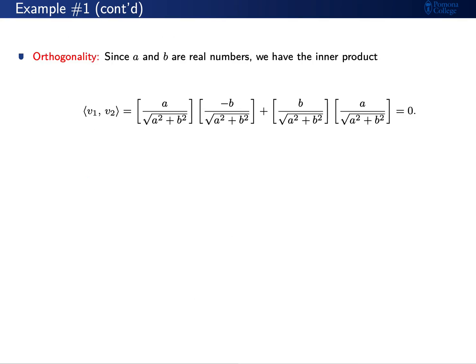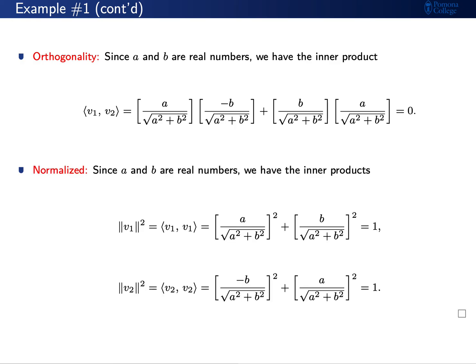Third, we will need to prove orthogonality. Since a and b are real numbers, we can actually work out the inner product of v1 and v2. That'll just be the sum that you see here on the screen. Remember that the sum should look like a1 times b1 conjugate plus a2 times b2 conjugate. By writing that sum here, we see that everything cancels out and we find 0.